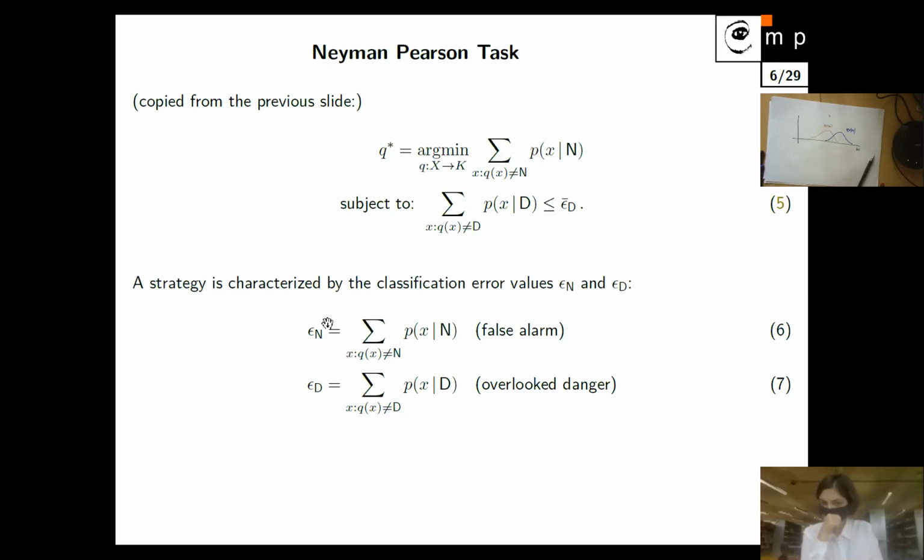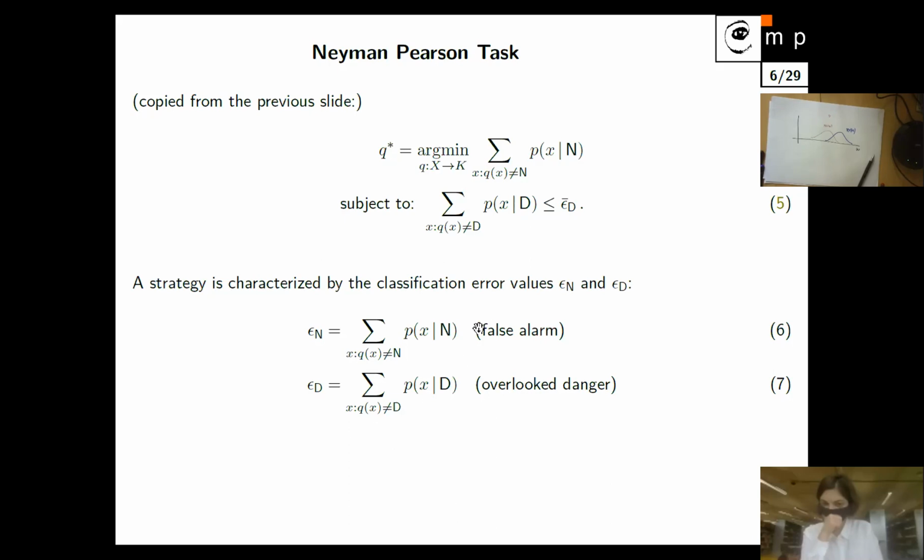So now you see that if we have two classes, which in statistics we often call two hypotheses, two states of nature, the language is slightly different in different settings. Naturally, we have two mistakes. One is the false alarm, and the second one is the overlooked danger. In Bayesian settings, they get a cost associated with these two, and will minimize their weighted sum.